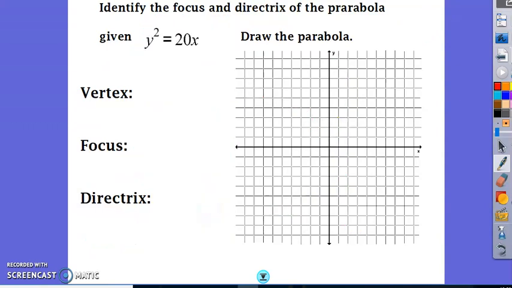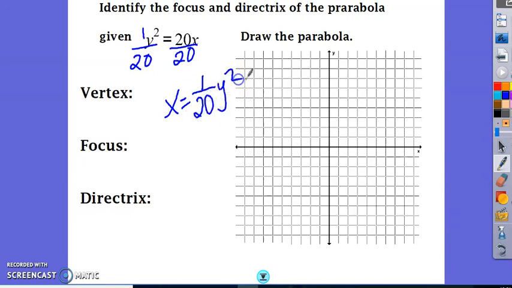All right. The last example for graphing needs to be written in standard form. So first you'll have to solve for x. So this one will be x equals 1/20 y squared. It will be opening to the right this time. It'll have a vertex of 0, 0.